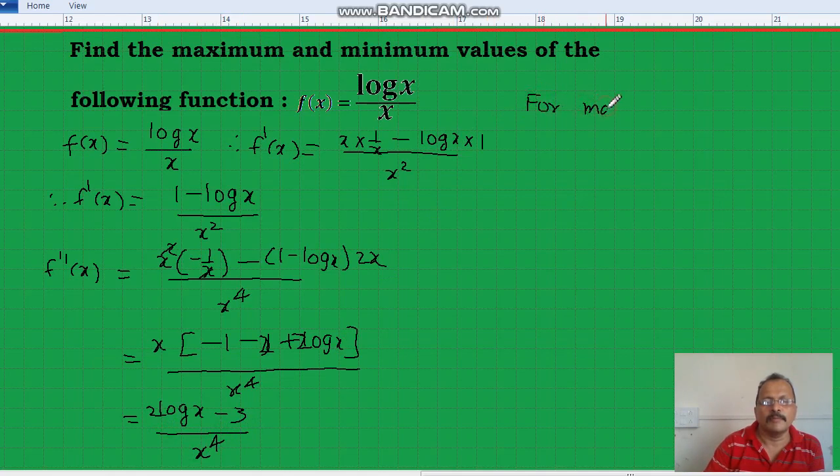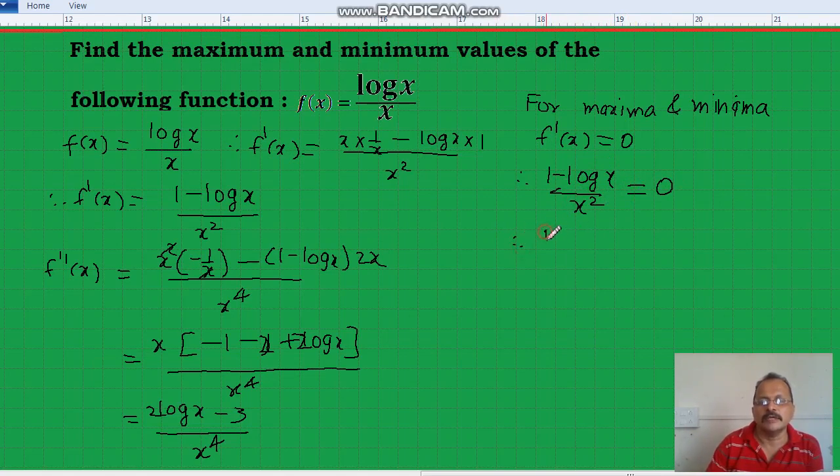For maxima and minima, or you may say that for the stationary values, f'(x) is equal to 0, and therefore (1 minus log x) upon x square is equal to 0, and therefore 1 minus log x is equal to 0, and therefore log x is equal to 1, and therefore x is equal to e raised to 1, that is e.